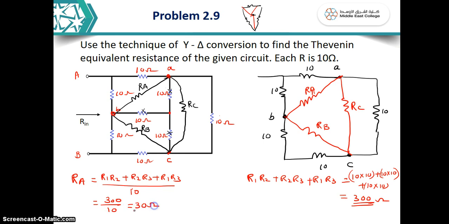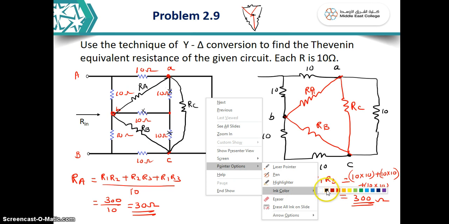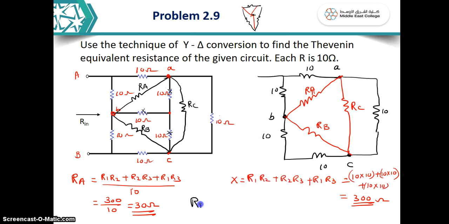It is 30 ohm. What about RB? RB is this resistor. Again, RB is also the same equation. So now I just mark this point as X. Say X is this. Okay, so now I'm going to write RB as X divided by, same equation. So RB is equal to X divided by this two resistor. So it is RB is between this and this, so this resistor I have to write at the denominator. So it is 300 divided by 10 again. It is again 30 ohm.